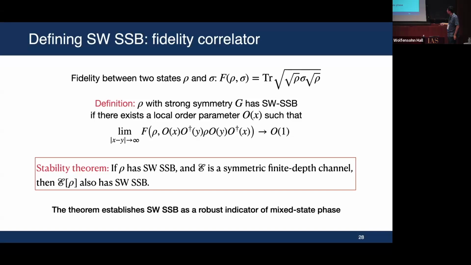Can I ask a question? You mentioned that there's some channel, like depolarization or amplitude damping to the zero state, that can just destroy the order. Is there a reason that strong symmetry somehow prevents you from having such a channel? Yeah, so that's what the stability theorem says. If you want to preserve the strong symmetry, you cannot have a channel that just takes a state to a trivial one. So the depolarization channel would break the strong symmetry, or the swap channel.